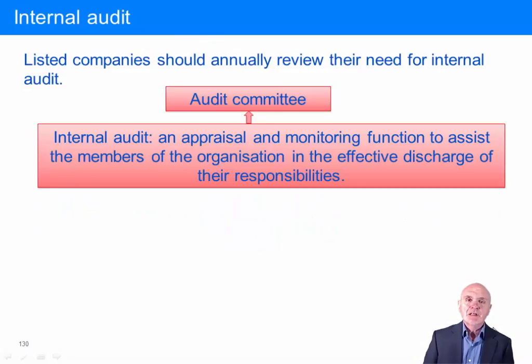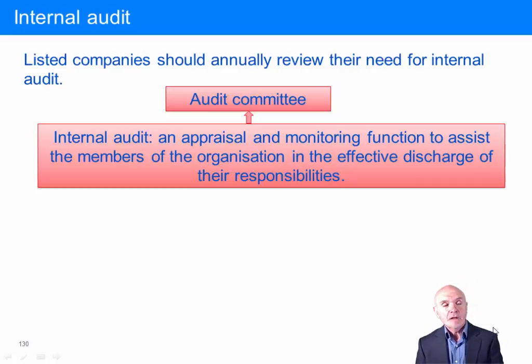Now we're going to look at the internal auditing function. Corporate governance says that listed companies should annually review their need for internal audit. If you remember, in governance they must have an audit committee and they have to keep under review the need for internal audit. An internal audit, a definition, is an appraisal and monitoring function to assist members of the organisation in the effective discharge of their responsibilities.